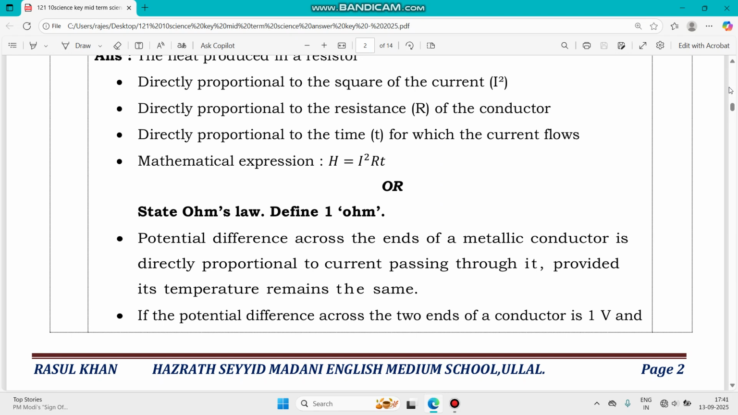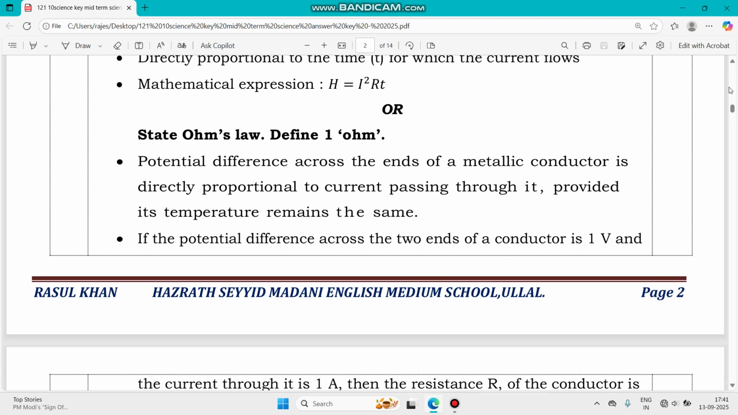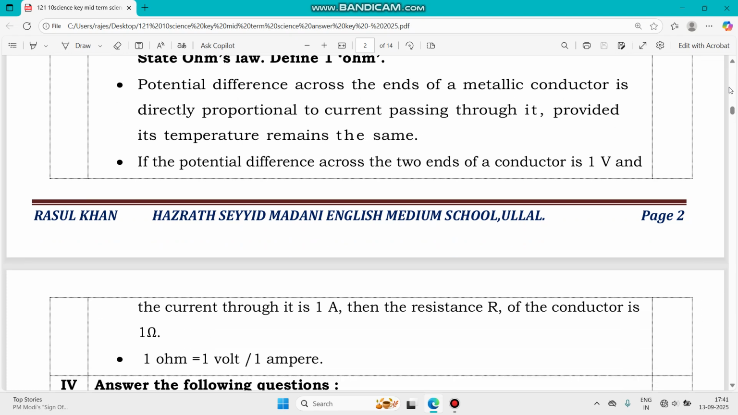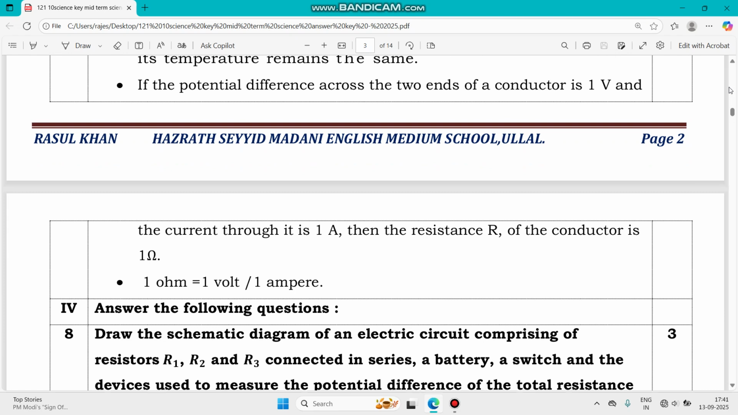Define it, it's Ohm's law. So the potential difference across the ends of a metallic conductor is directly proportional to the current passing through it, provided its temperature remains the same. If the potential difference across the two ends of a conductor is 1 volt and the current through it is 1 ampere, then the resistance R of the conductor is 1 ohm. 1 ohm is 1 volt by 1 ampere.